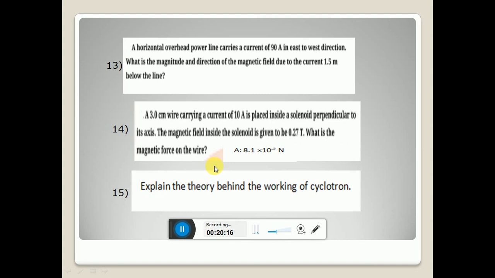So these are the questions I want to give as practice for you. Try to do all these questions. If any doubt is there in these questions, just fill up the query sheet so that I can clarify these doubts. In the next class, I am going to start the exercise questions for moving charges and magnetism.